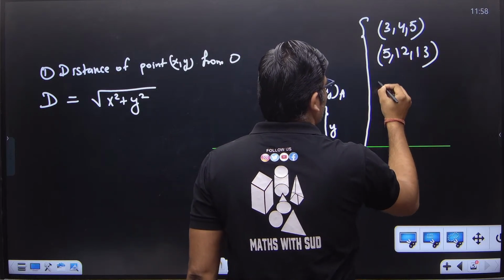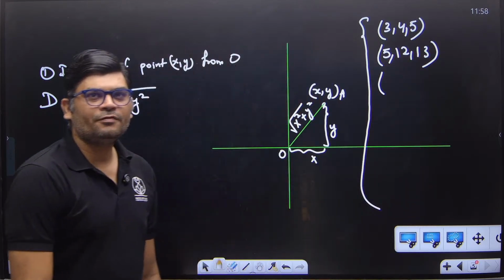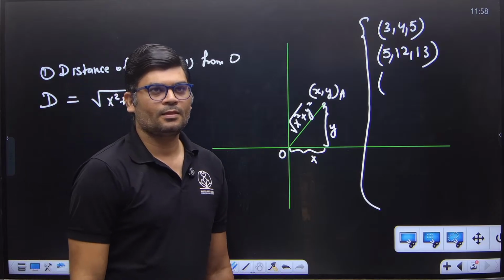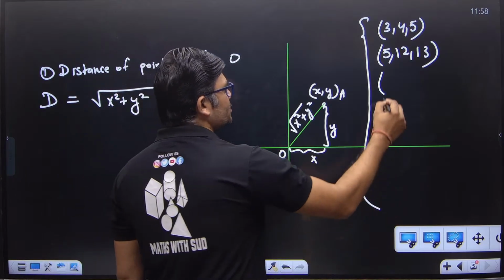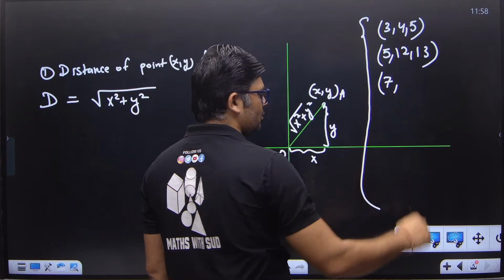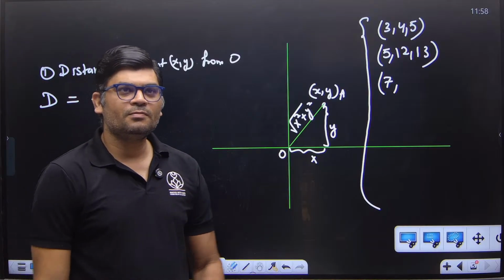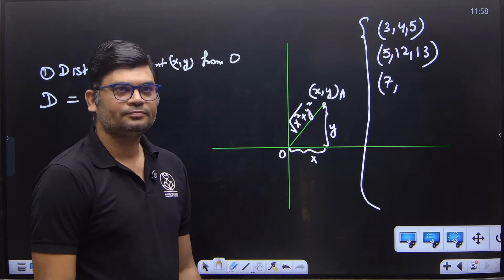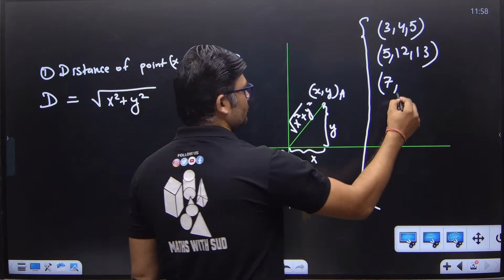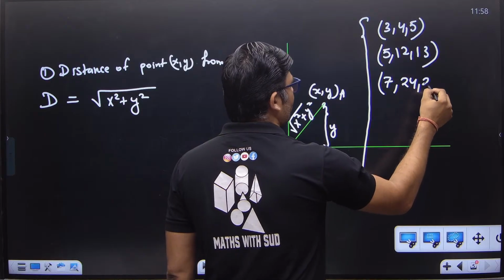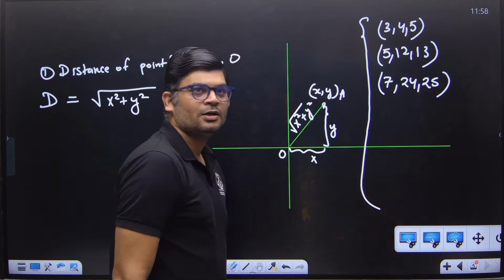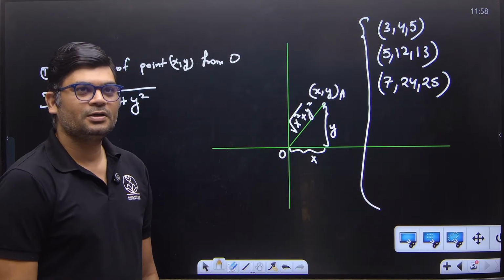Okay. What is the next odd number after 5? 7. What is 7 square? 49. Can you tell me two consecutive numbers whose sum is 49? 24 and 25. So 7, 24 and 25 is the next Pythagoras triplet.